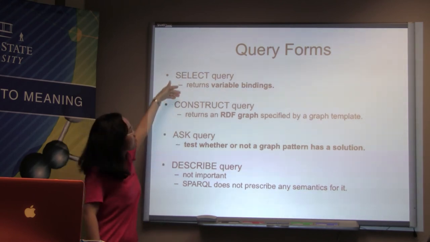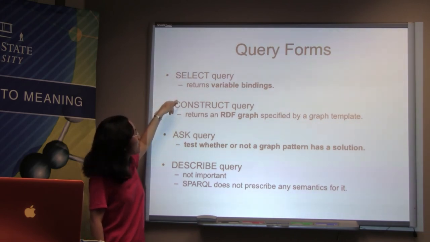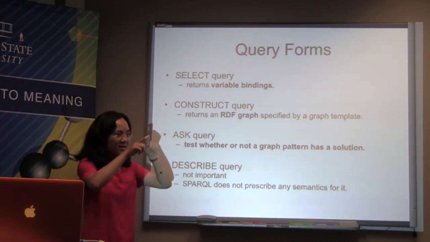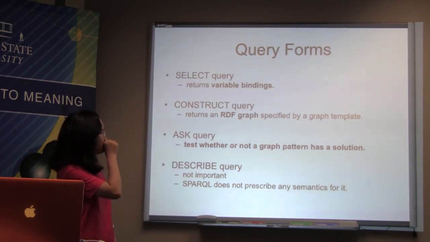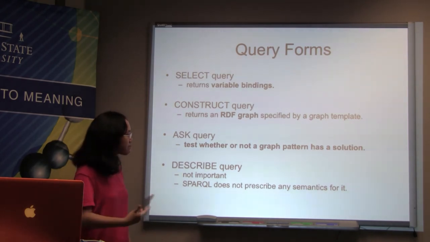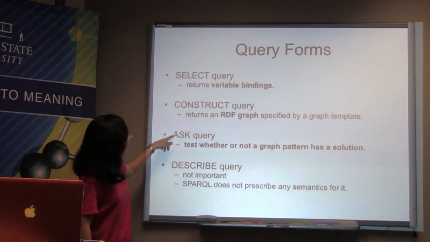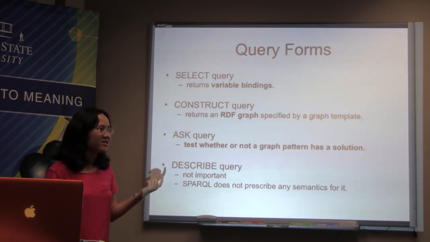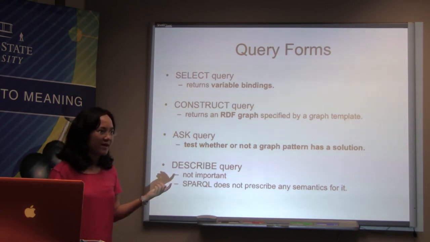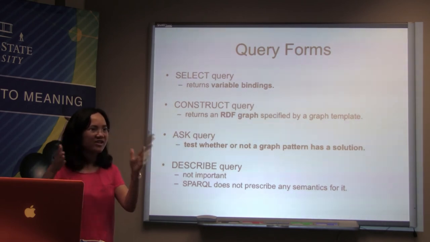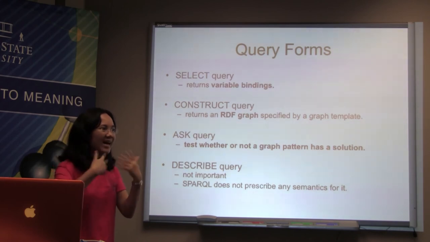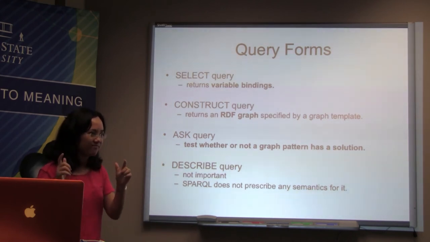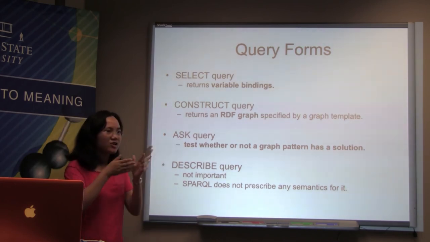And the second type of query is the construct. In this construct query, you return a new graph specified by the graph template that you specify. And the third query is the ask query. So basically you say something like, does DataShare teach any course in the form, right? And then you translate that into graph patterns and ask that query. So the result of that query is not specific courses, but a true or false value.